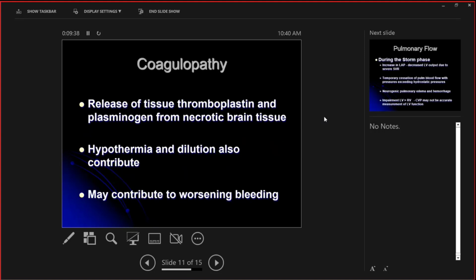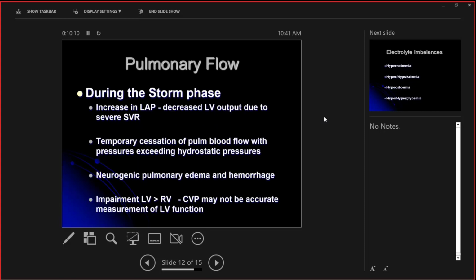And lastly, with neurologic damage to the brain, you get coagulopathic because you start to release tissue thromboplastin and plasminogen from necrotic brain injury. This is more of an issue with traumatic brain injury than with complete herniation, but it can happen with herniation. With traumatic brain injury, you may notice that your coags are often quite a bit out, and that's because the tissue plasminogen and the thromboplastin get released from that dead brain tissue. And so this can contribute to worsening bleeding.